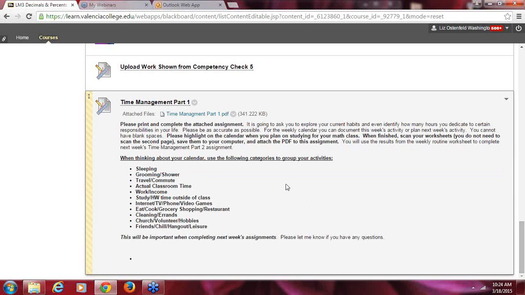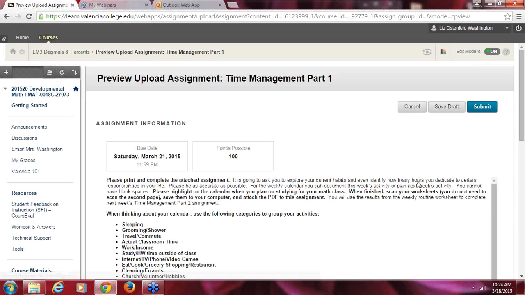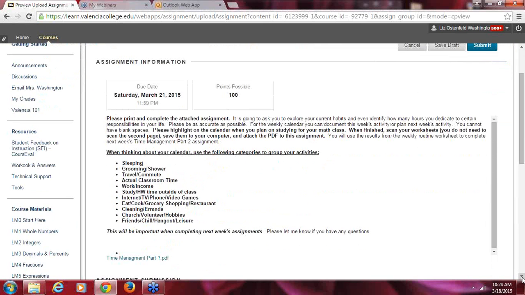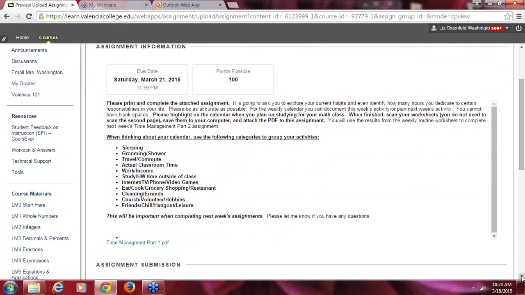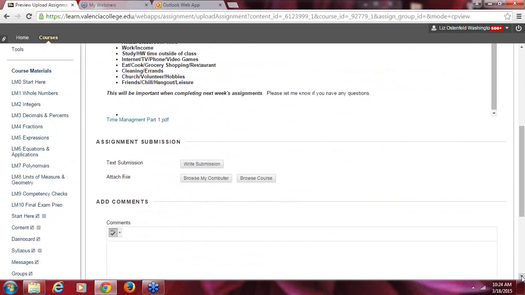Okay. You will actually click right here after you get that document saved to your computer. You can click right here on the Time Management Part 1, the actual name of it. And again, it tells you a little bit more about it. It tells you when it's due, the date, the time, how many points it's worth. It's a pretty significant project, and it's obviously not a difficult one. It's more about you actually taking the time to do it, not that it's difficult.